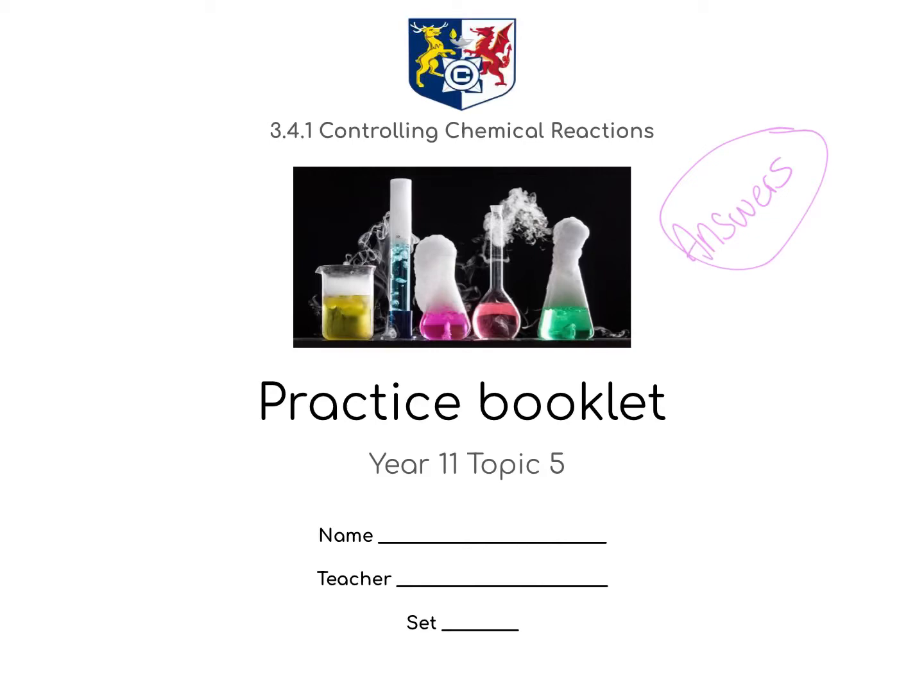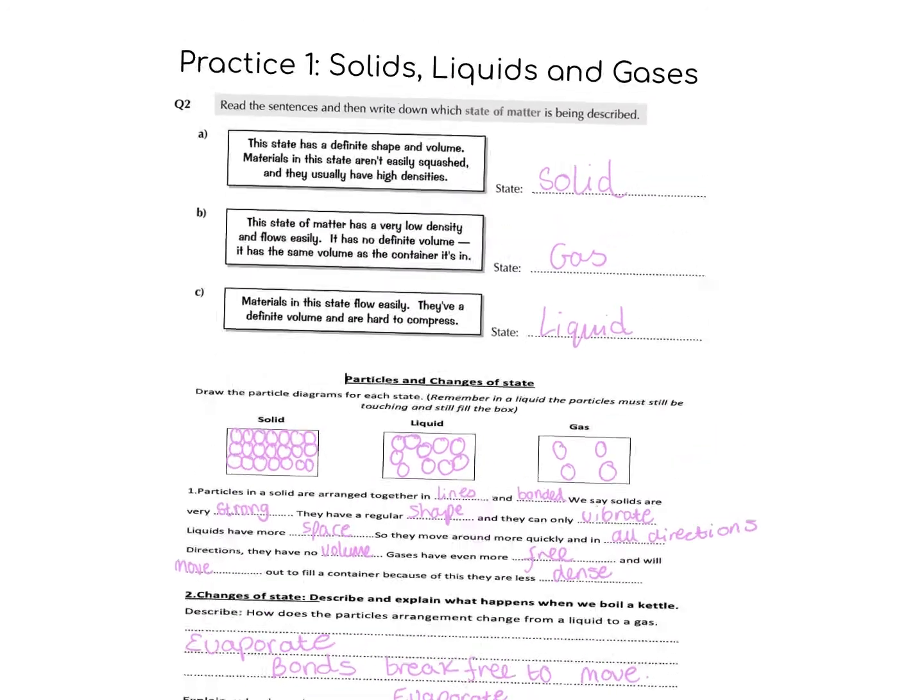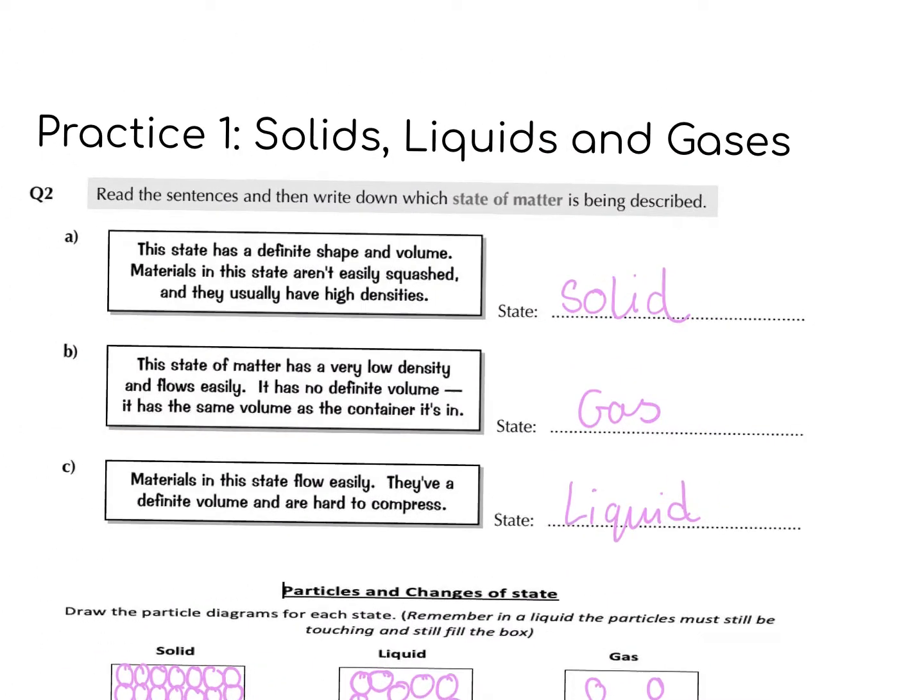So this is 3.41, controlling chemical reactions. The first kind of thing, this is really nice and easy, it's just to get you started to understand different properties. Which one does it represent, a solid, liquid or gas? This one here, definite shape, high densities. That is a solid. State of mass has low density, flows easily, no definite volume is gas. Materials in the state flow easily, they have definite volume and are hard to compress, that is liquids.